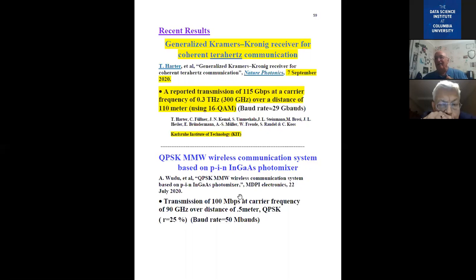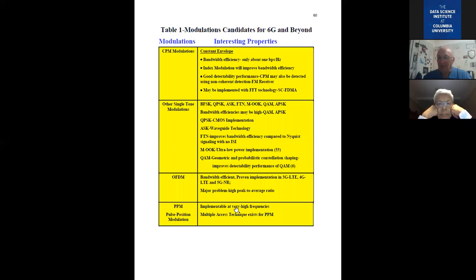The basic thing that's going on here is a lot of people are trying to figure out how to actually implement these systems at frequencies of 300 and 500 gigahertz and 1 terahertz using very simple modulations. Very simple modulation, not using OFDM. This is sort of a new concept.